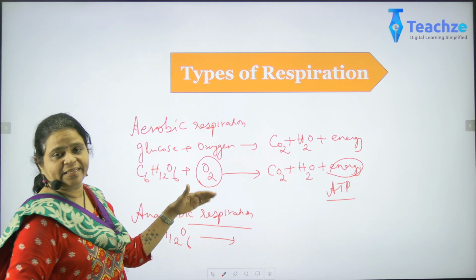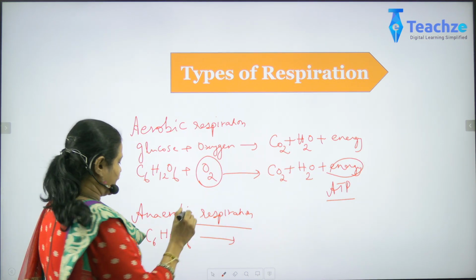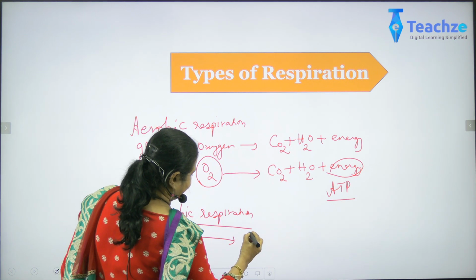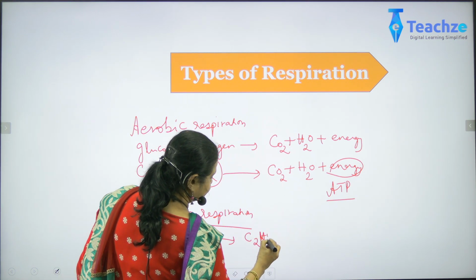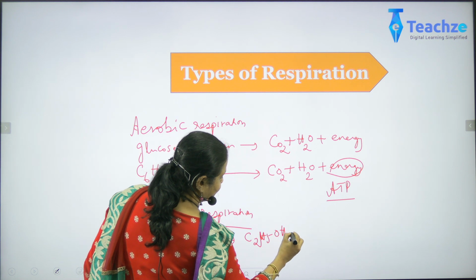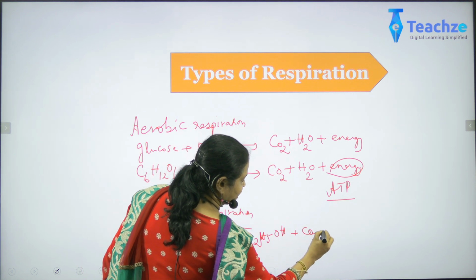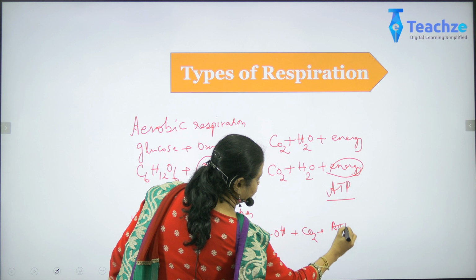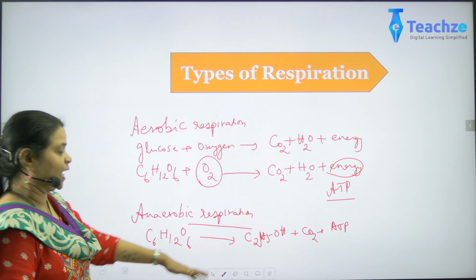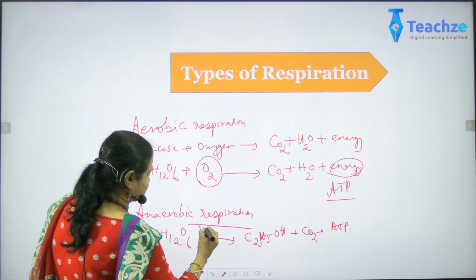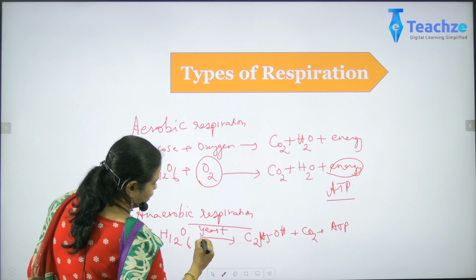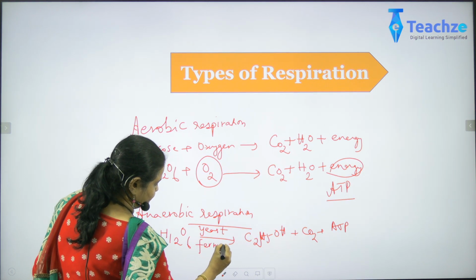So there are two methods we'll be studying. So one is with the help of yeast, where it gives rise to ethanol, that is an alcohol, and carbon dioxide, and less amount of energy. Now this happens in the case of yeast cells, and we call this fermentation.